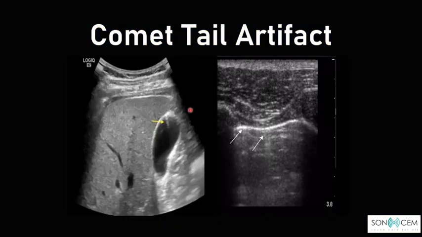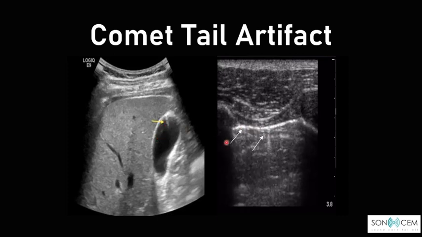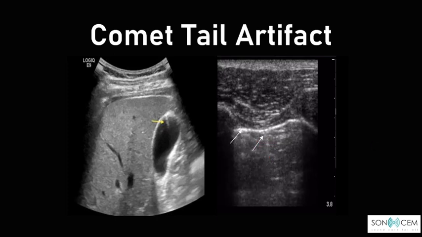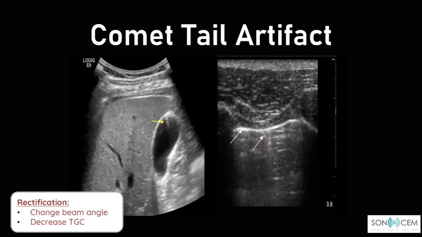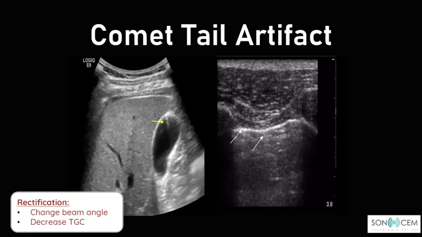The image on the left shows a comet tail artifact in the gallbladder, whereas the image on the right shows comet tail artifact below the pleural line. How to rectify this? This can be rectified by changing the angle of insonation and reducing the TGC.